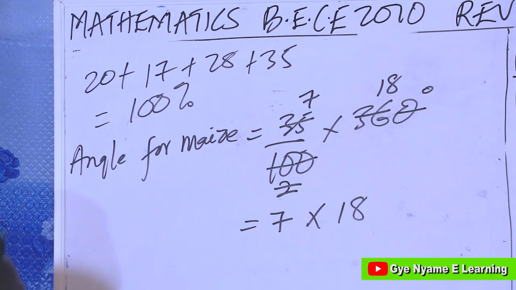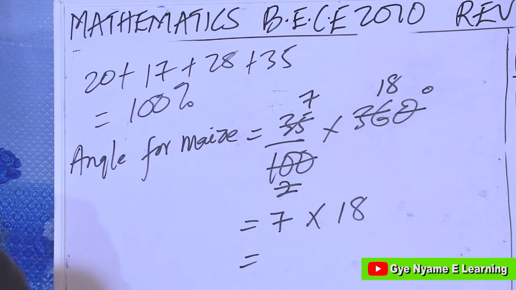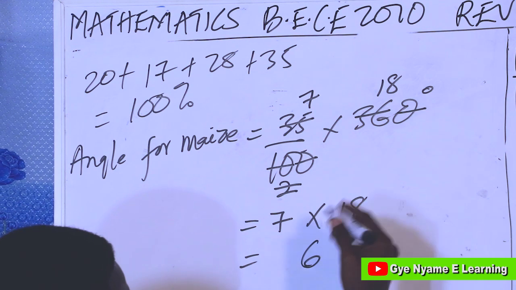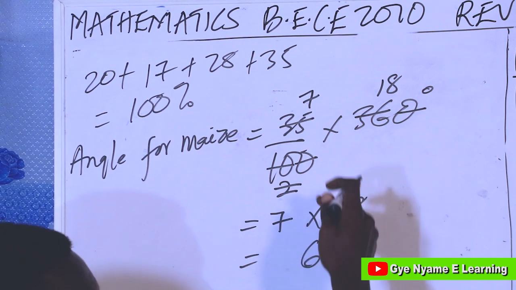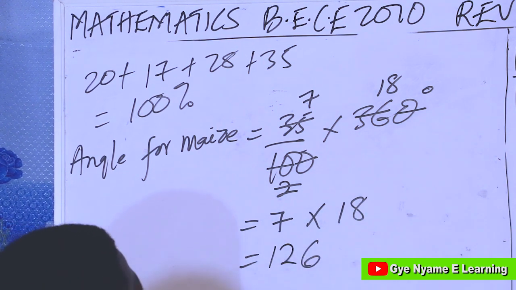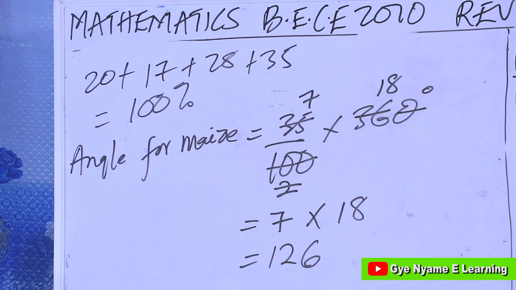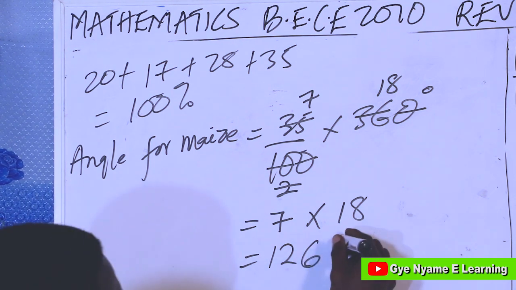All right, 7 times 18, you go. 7 times 8 is what? 56, remember 1. 7 times 1 is 7 plus 5, giving you 12. Which means that the angle for maize is 126 degrees.